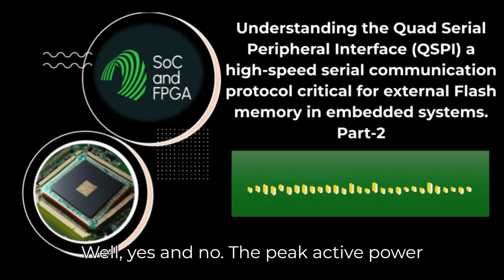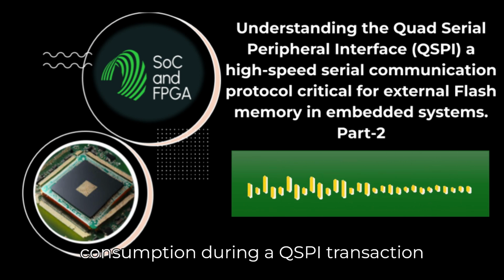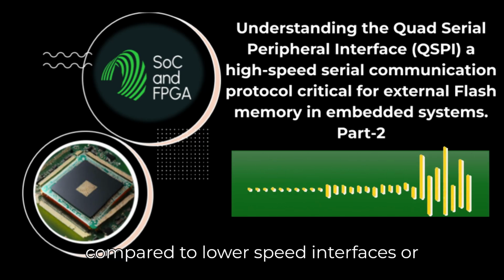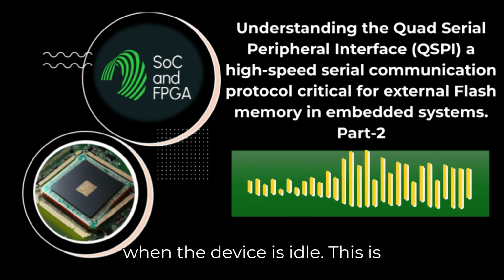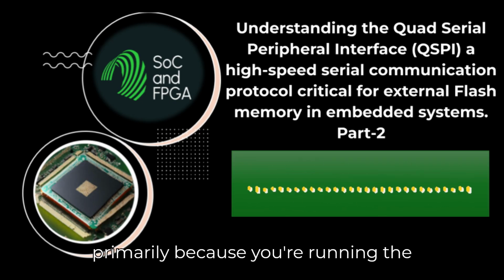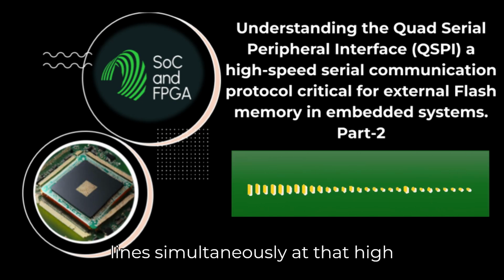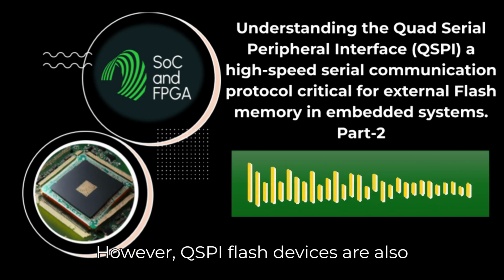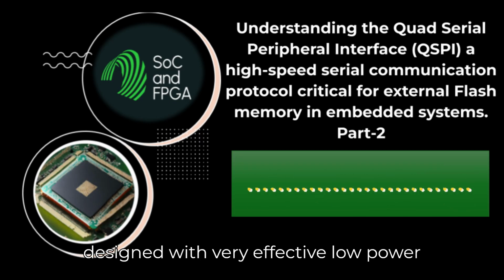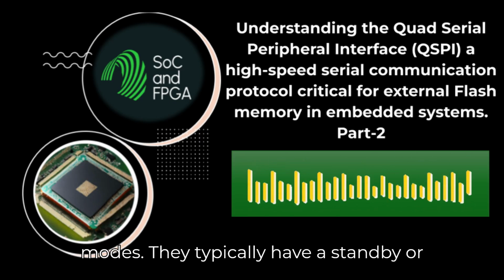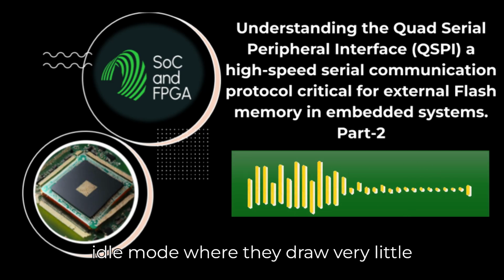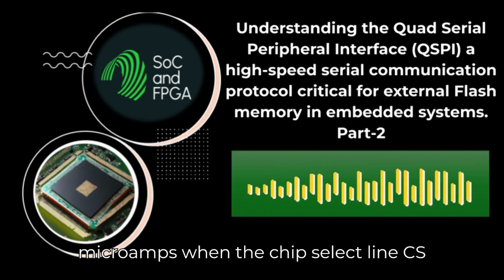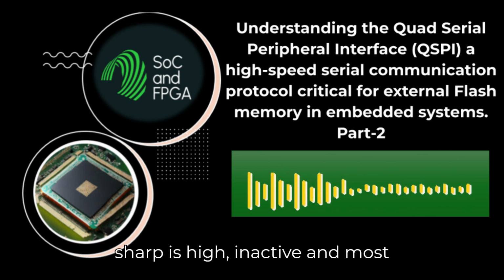Well, yes and no. The peak active power consumption during a QSPI transaction, read, write, or erase, is generally higher compared to lower speed interfaces or when the device is idle. This is primarily because you're running the clock faster and switching multiple I/O lines simultaneously at that high frequency, which consumes dynamic power. However, QSPI flash devices are also designed with very effective low-power modes. They typically have a standby or idle mode where they draw very little current, maybe tens or hundreds of microamps when the chip select line, CS#, is high, inactive.